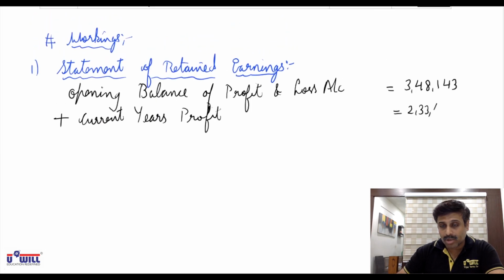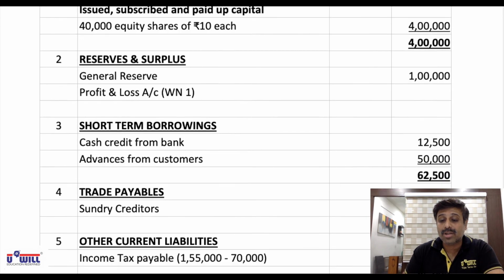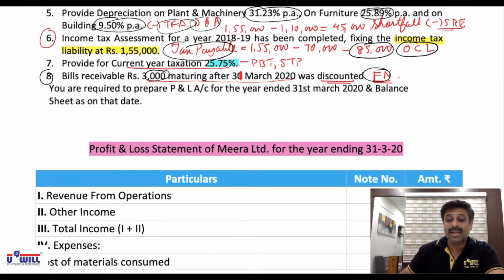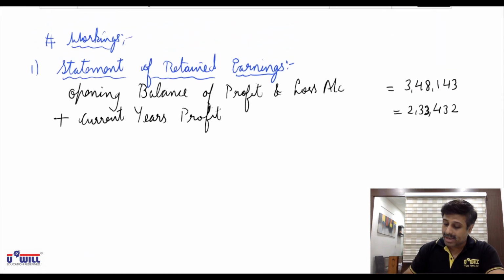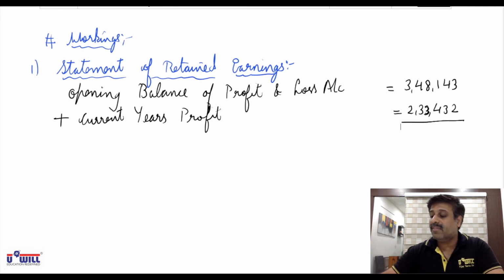Further, we are also going to add the adjustments shortfall. No, we have to minus that. Sorry, not that, we have to minus that. Nothing else to be added. So the total of these two comes to 348,143 plus 233,432, which is 581,575.